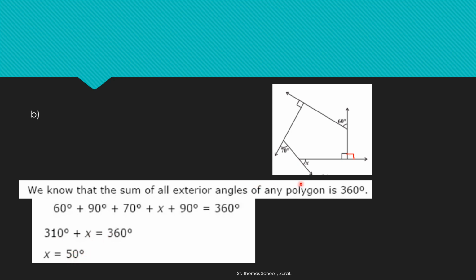It's clear? So whenever this symbol is given, that means 90 degrees. And here the exterior angle is not given, but they gave the interior angle, and the sum is always 180. So this is 90, so this angle is also 90 degrees.